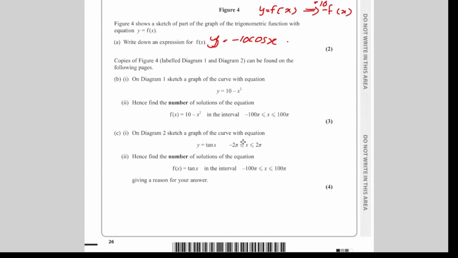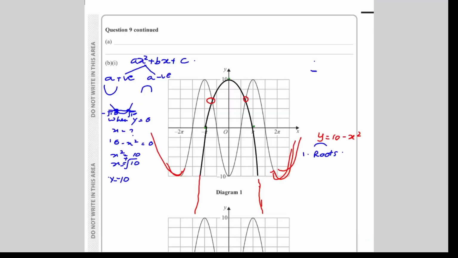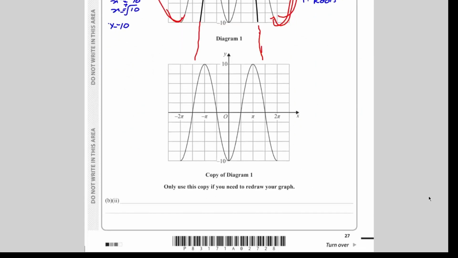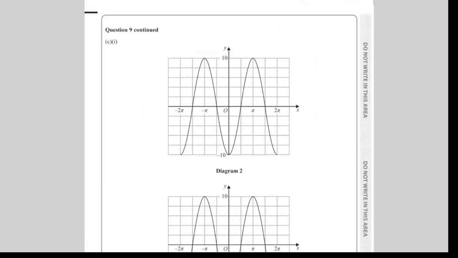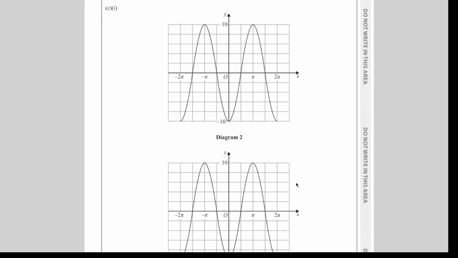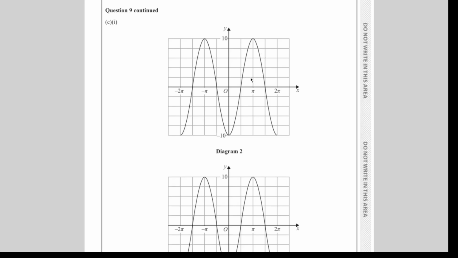Part C. On diagram 2, sketch the graph of the curve with equation y equals tan x. When sketching y equals tan x, we know that there should be lines of asymptote. After that, we need to sketch it in this way.